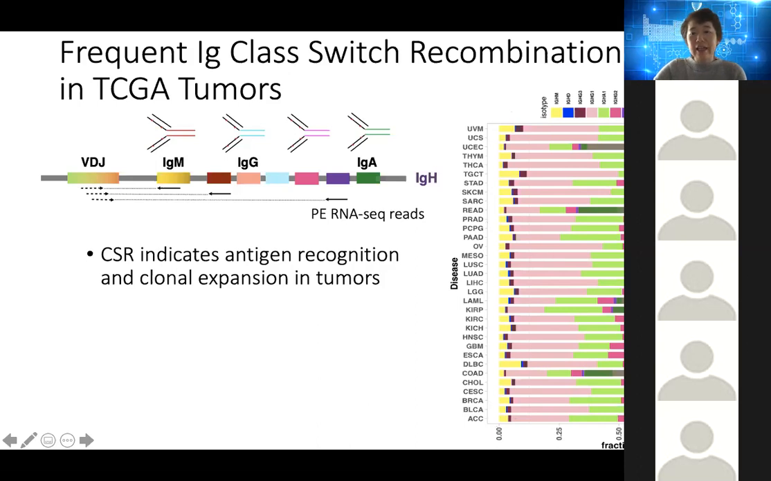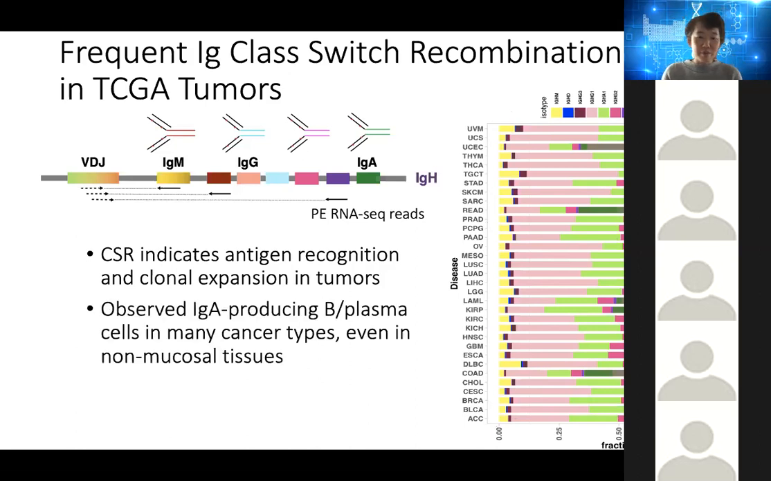Most of the IgG and IgA antibodies are already clonally expanded and class switched. This is because the B cells in the tumor are encountering the tumor antigens and recognizing the tumors. And so these are very important for us to learn about briefly.